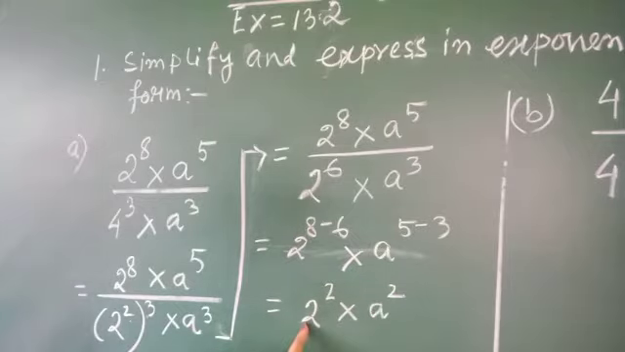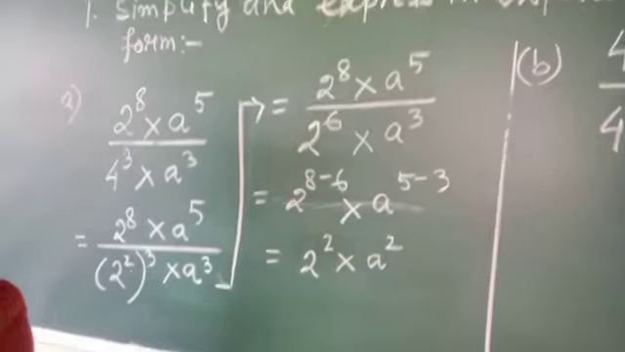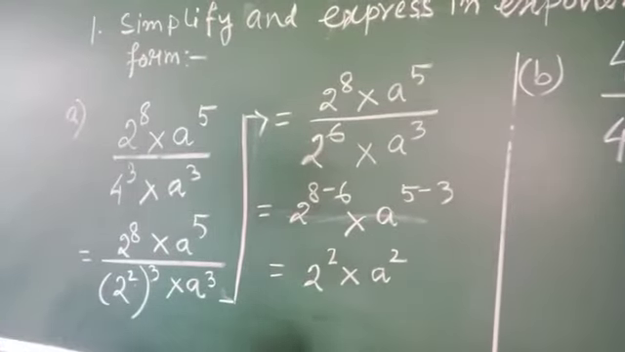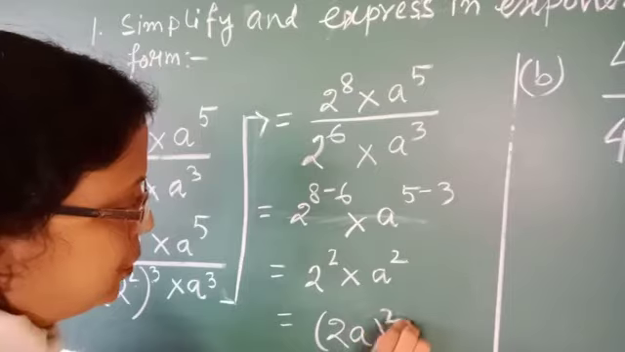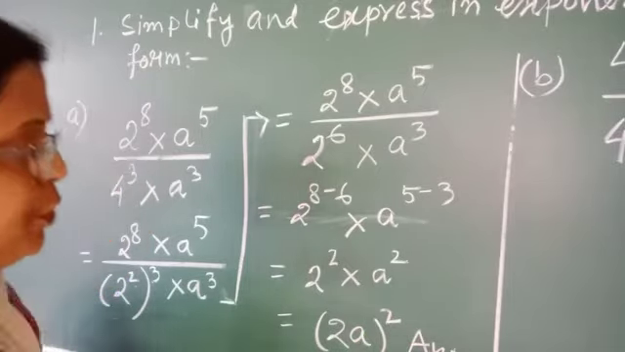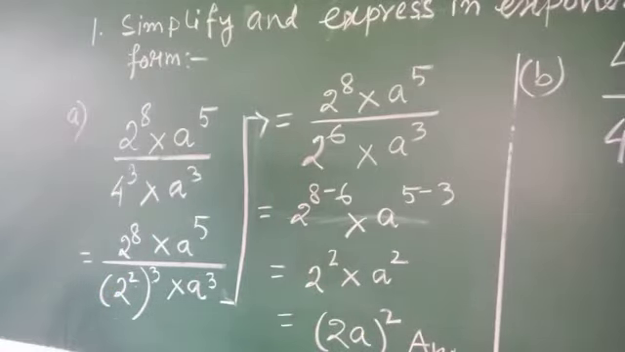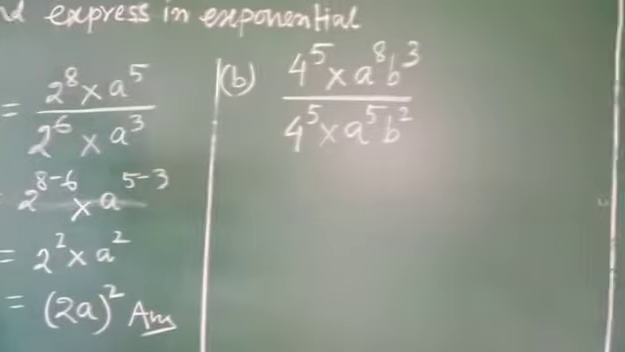Both the powers are the same but the bases are different. So in the other law we know that here we have to do 2a whole to the power 2. It is in the exponential form also, you can do it in this way. Next, come to the next question.